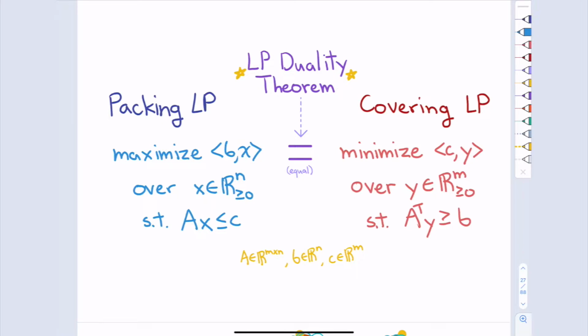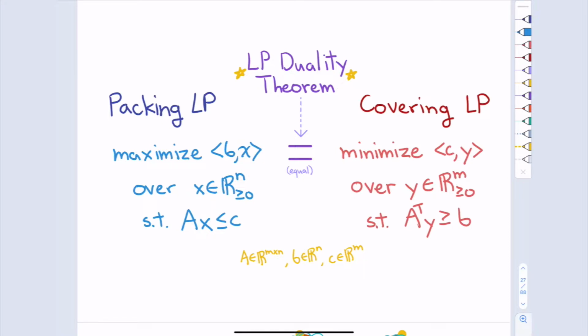A covering problem is sort of the opposite. Rather than maximizing, I'm minimizing some cost vector over y. And now it's saying that y needs to have at least enough to meet each of these covering constraints: A transpose y is greater than or equal to b. So packing, I'm trying to take a lot of stuff, but it's fitting into something. Covering, I want to take as little as possible, but cover up whatever requirements.